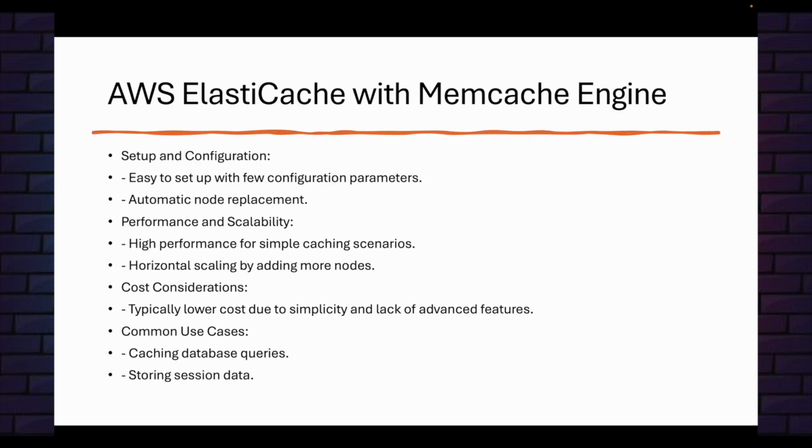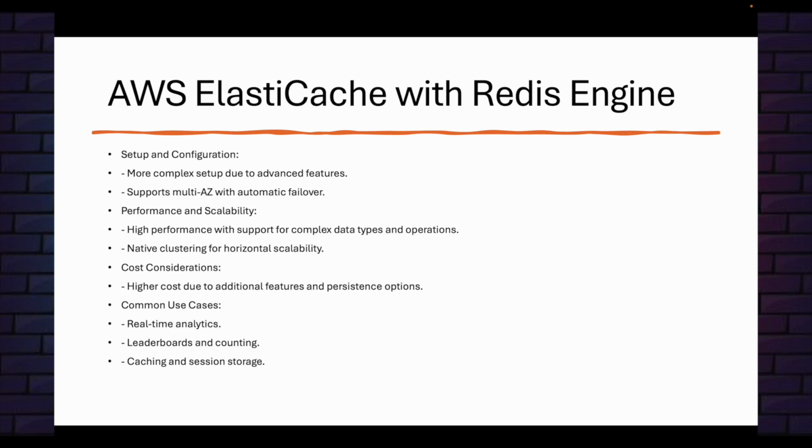When it comes to use cases and cost, Memcache is usually used for caching sessions, caching database queries, or caching tokens, and its cost is very low compared to Redis, because it is used more or less in a non-cluster environment. But Redis costs more than Memcache, and it can be used for real-time analytics because it has events, and you can use leaderboards and atomic counting, increment, decrement.